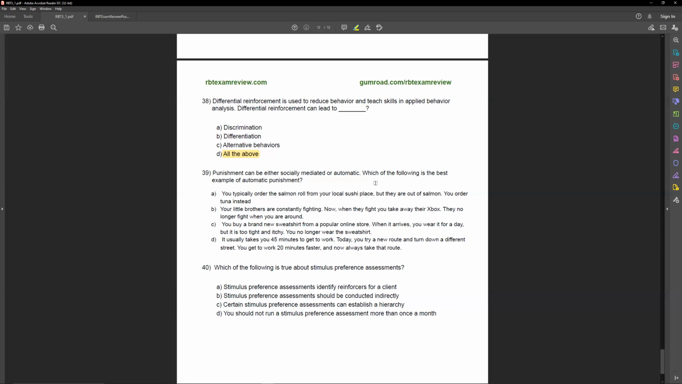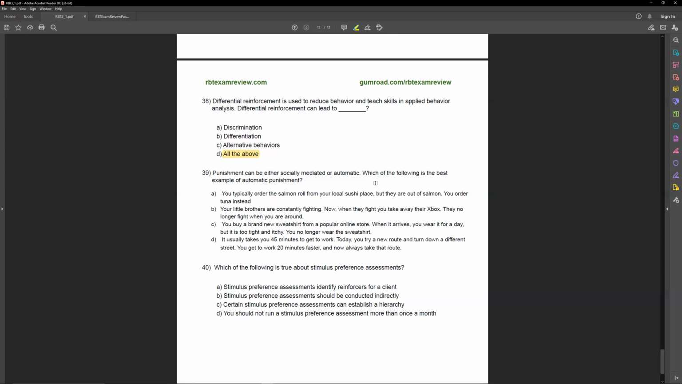Don't read this question, see "automatic punishment," and then jump into the answer choices. Make sure you know what you're looking for, okay? Because you're going to waste time if you have to go back, reread the question, go to the answer choices, go back, reread the question, answer choices. Understand what you're looking for, then get to the answer choices, okay? That's a much more effective and efficient way to do it.